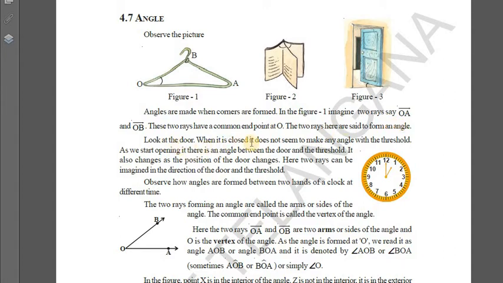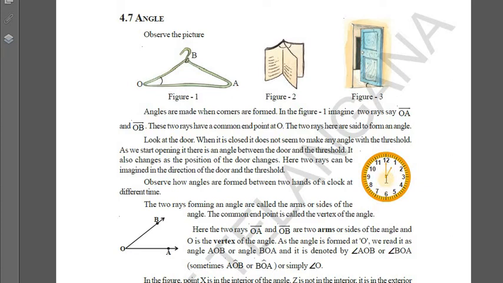Look at the door. When it is closed, it does not seem to make any angle with the threshold. As we start opening it, there is an angle between the door and the threshold. Yes or no? So threshold and the door. And next, observe how angles are formed between two hands of a clock at different times. So between the hands of a clock also we are going to form an angle.